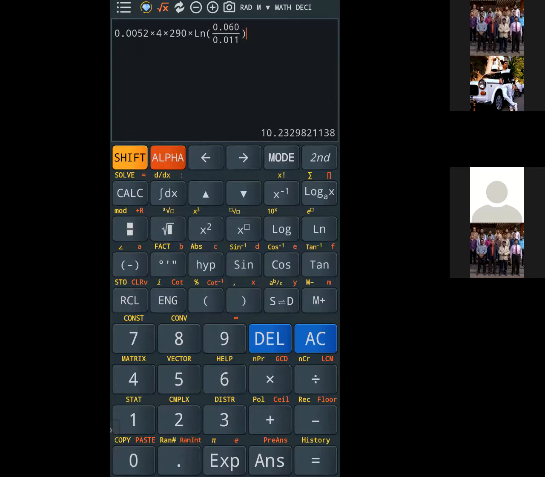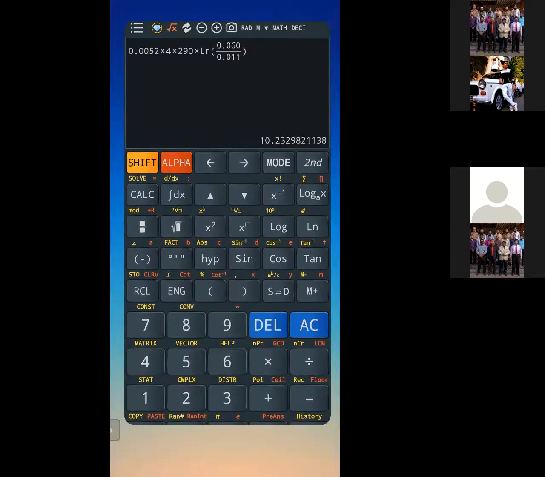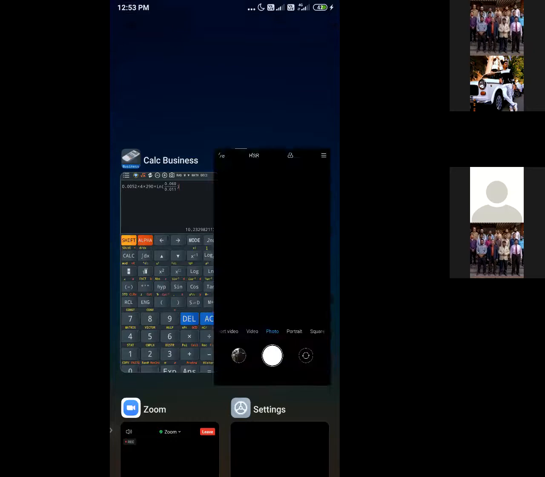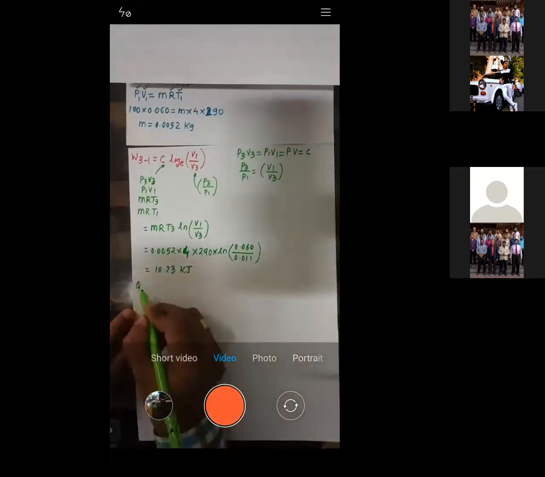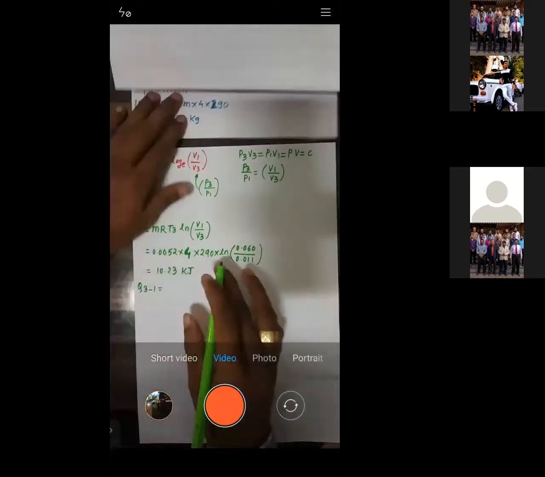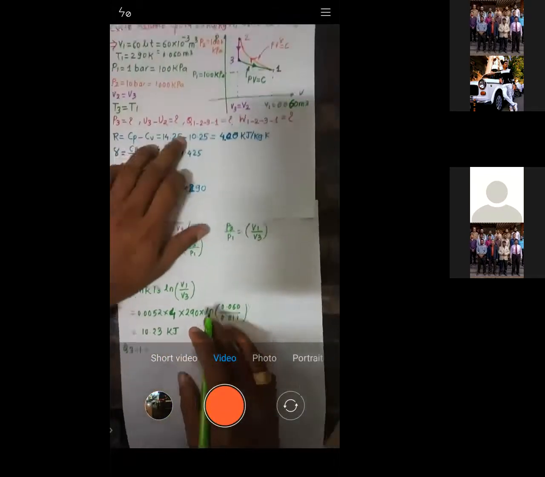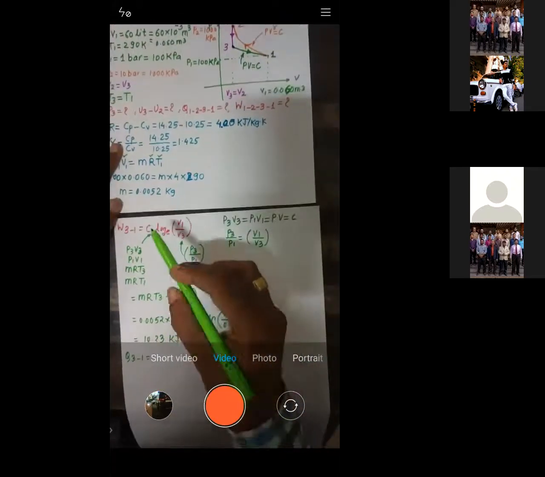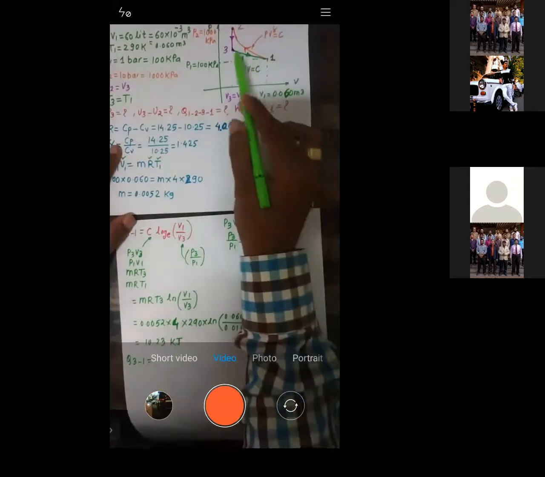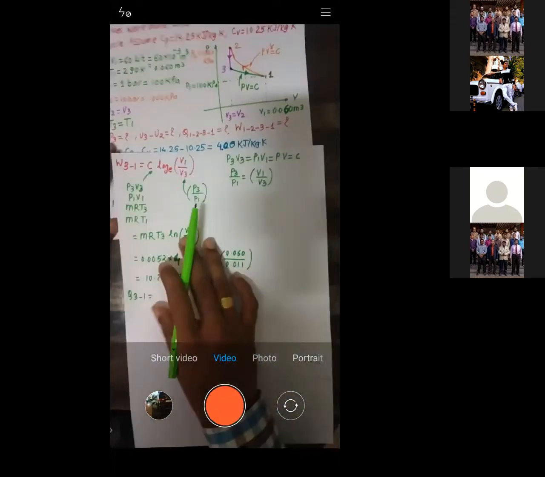Is it okay? Yes or no? So this is what we got. Now let us calculate the heat transfer during 3 to 1 again. See, this is the diagram, 3 to 1. We have calculated work done. Similarly, we need to calculate heat transfer during 3 to 1.